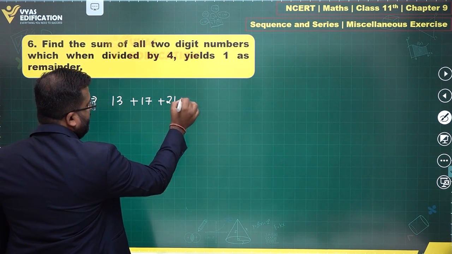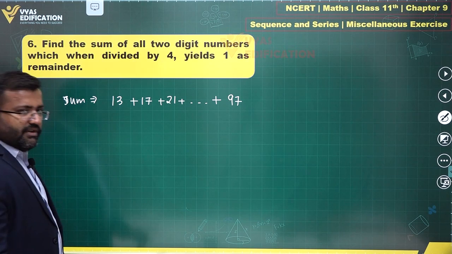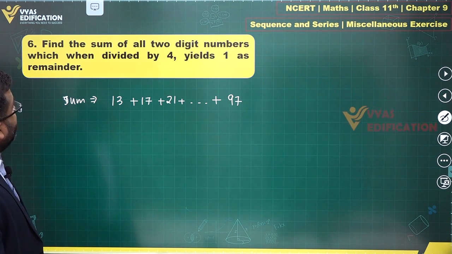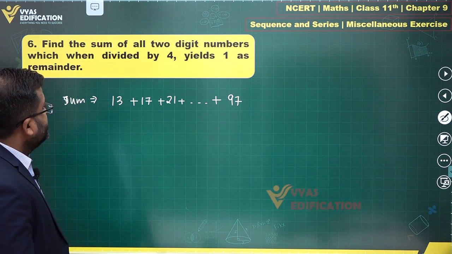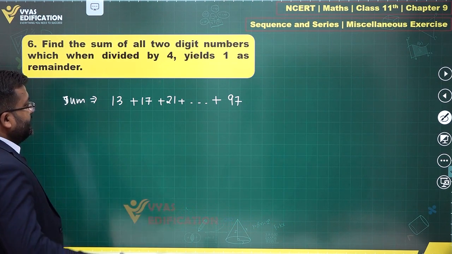Then you have 21, and similarly go ahead with 96 plus 1, which is 97. That's what you have, right? So these are all the two-digit numbers which when divided by 4 yield 1 as the remainder. This is what you have. Yes. And can I find this sum easily? Yes, I can find this sum easily.